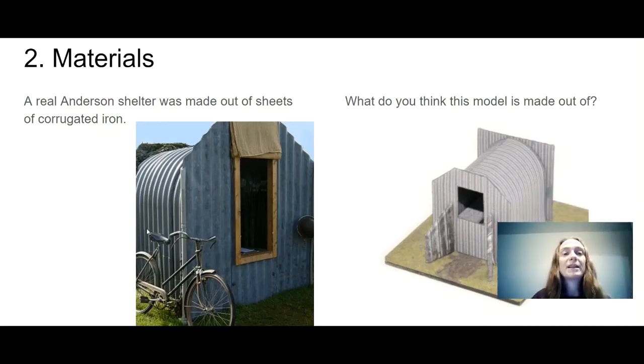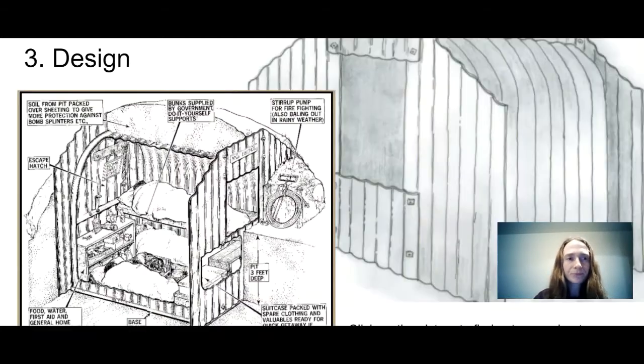The real life one we said was made out of corrugated iron, so a type of metal. And why do you think it'd be made out of that? Think about what the materials would be used for and why we would choose particular materials. For the model of the shelter, we wouldn't be using the same materials. Think about what we might use. Then you're going to make your design. A design here has some labels to explain what things are for. If you click on this picture here, it will take you to more information about Anderson shelters.